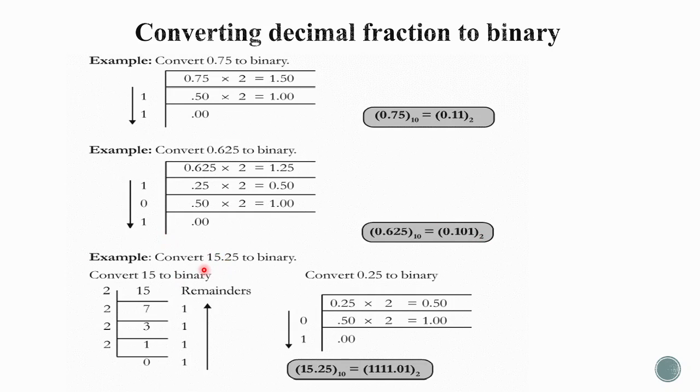Next question, convert 15.25 to binary. Here the integer part is 15 and the fractional part is 0.25. Here we have to apply both methods, that is, repeated division and repeated multiplication. First consider the whole number 15 and convert it into binary by repeated division. Next consider the fractional number 0.25. Convert this 0.25 into binary by doing the repeated multiplication method. Okay.